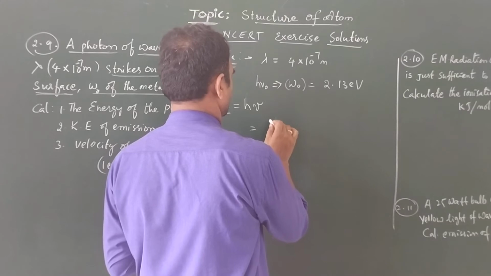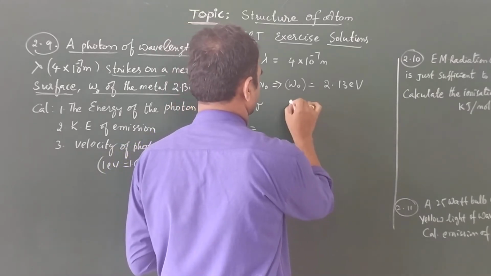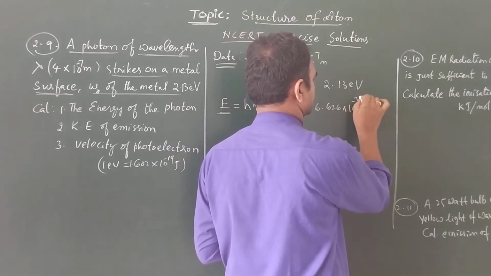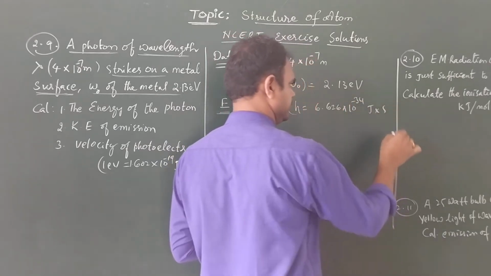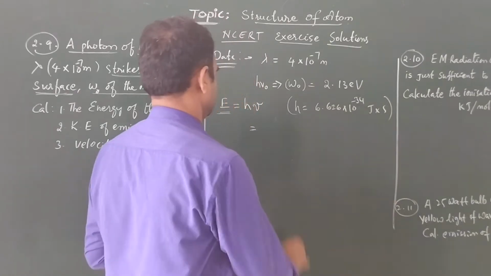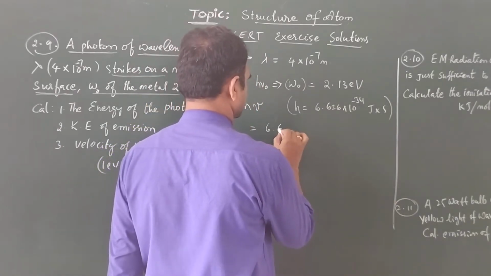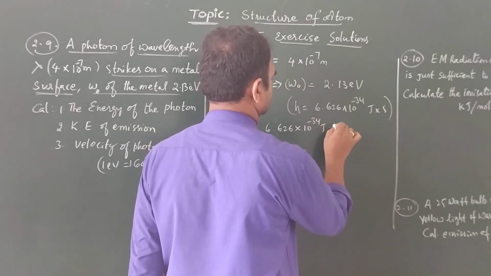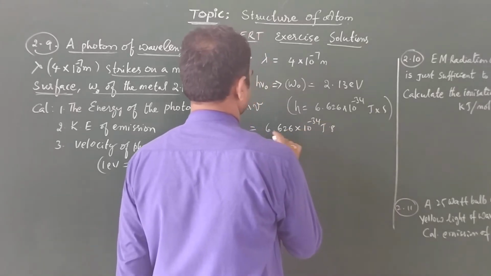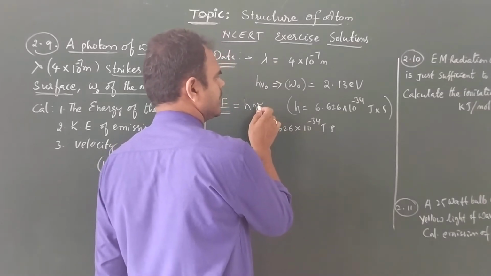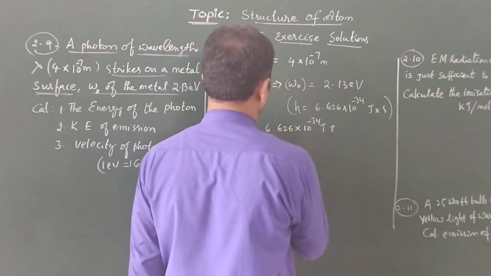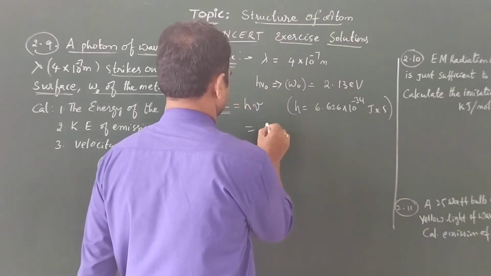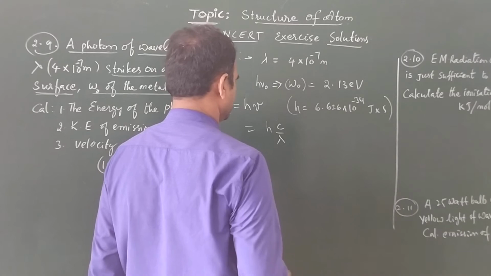So the Planck constant h is equal to 6.626 × 10^-34 joule-seconds. The frequency nu is not given, but we know nu is c by lambda, so you can write the equation E equal to hc upon lambda.